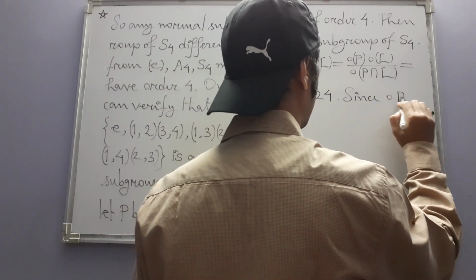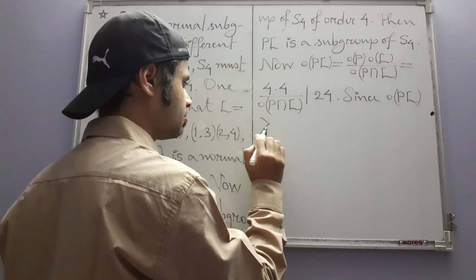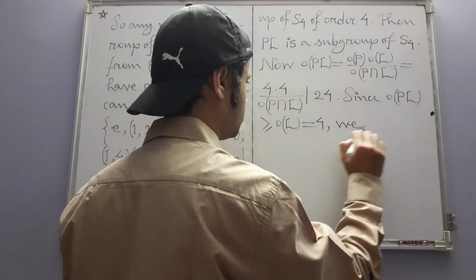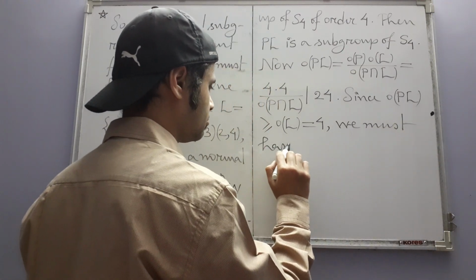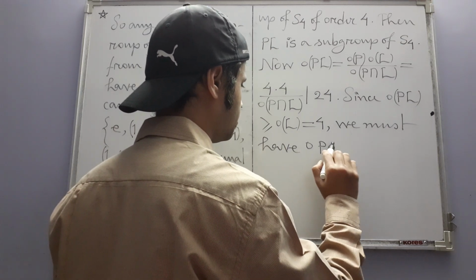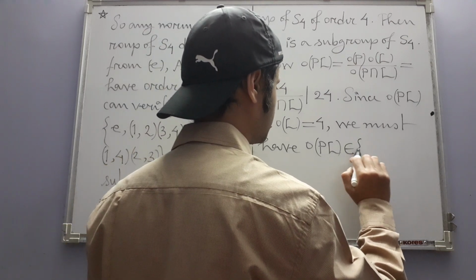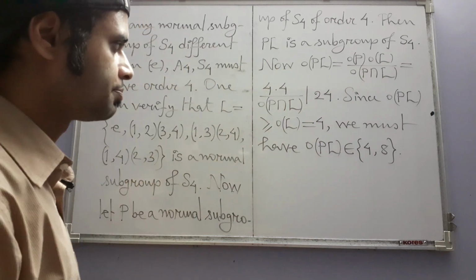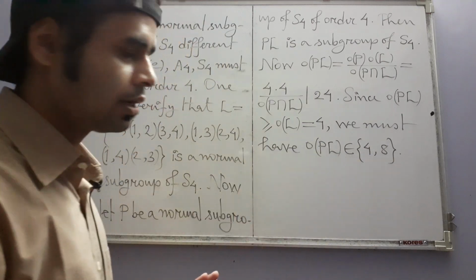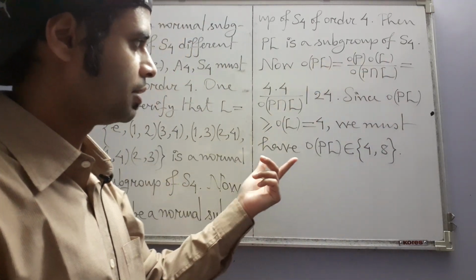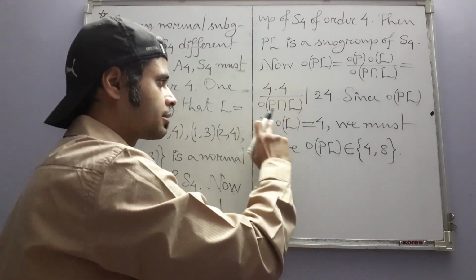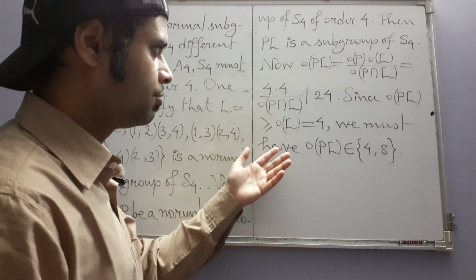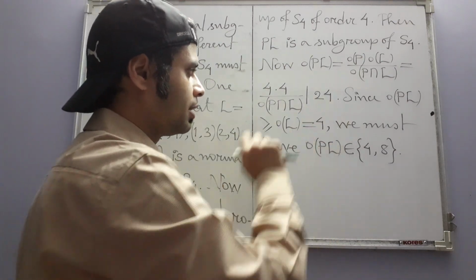Since the order of PL itself is greater than or equal to the order of L, which is equal to 4, we must have... Okay, now how exactly are we concluding this from these two things? Note that PL of course contains L, and that is why this order must be at least 4. But look at the structure of this quotient: it is 16 divided by something, and it should be at least 4. But at the same time it should also divide 24.